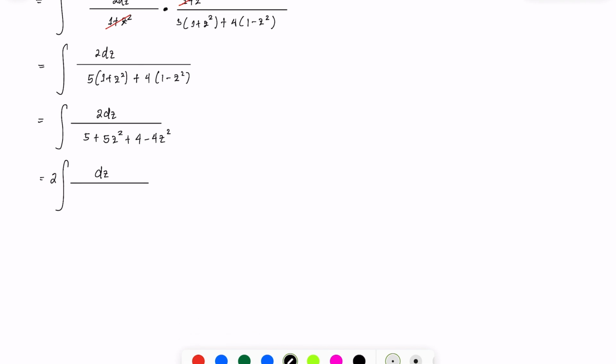So notice, let's deal first with the numbers. We have 5 and 4, so 5 plus 4 is simply 9, plus the terms containing variables. We have 5z squared minus 4z squared, so we simply get z squared.